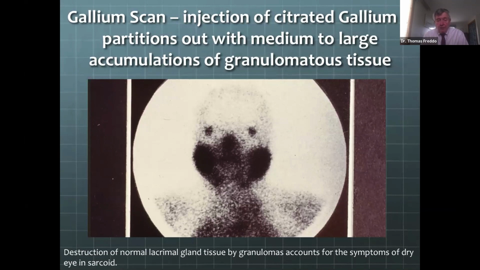As a reminder, you can't accumulate enough granulomatous disease within the eye generally for a gallium scan to go positive. And so in this picture, in the area that appears to be the eyes, what you're actually looking at is gallium accumulation in the granulomas that infiltrated the lacrimal glands, leading to the symptoms of dry eye that can occur in sarcoid.